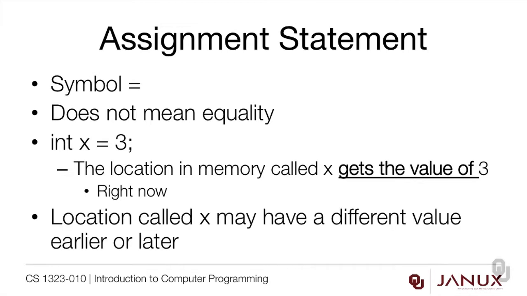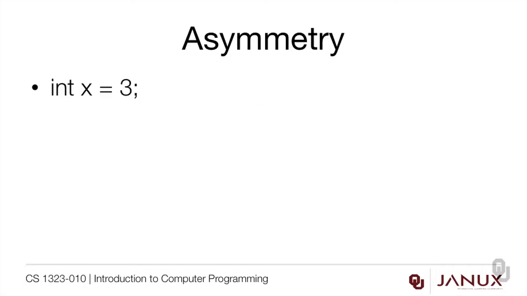This means that the location x may have a different value earlier or later. We really don't know. So there's a sense of timing in the assignment statement that equality doesn't have. Assignment statements in computer science are actions. Do this. Move this there. Whereas equality is a statement of properties, of being.